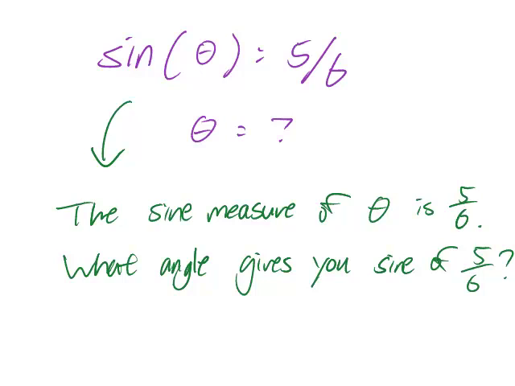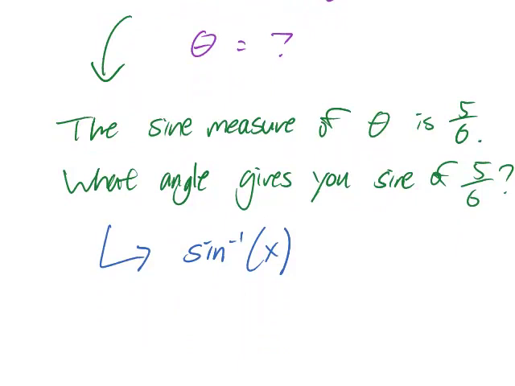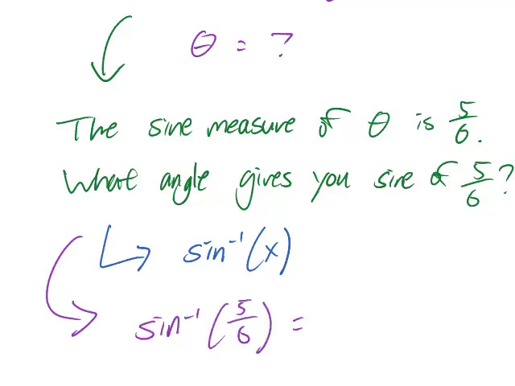Well, okay, what angle gives you a sine of 5 over 6? Remember that the function that answers this question is what we call the inverse sine function, sine inverse of x. So ultimately, this translates to: what is sine inverse of 5 over 6? Well, that's actually really easy.